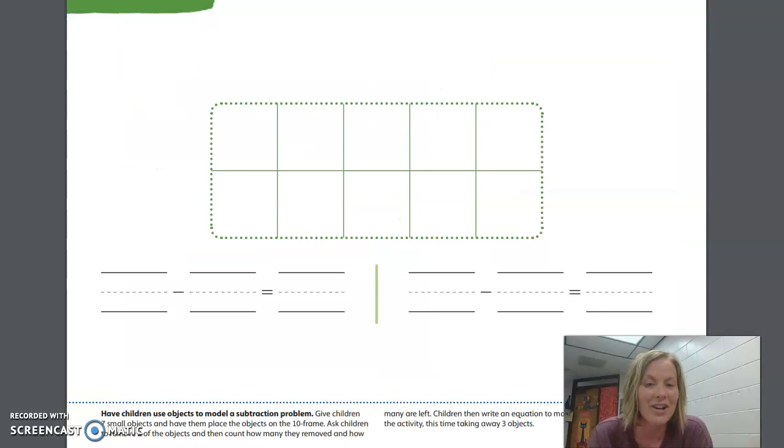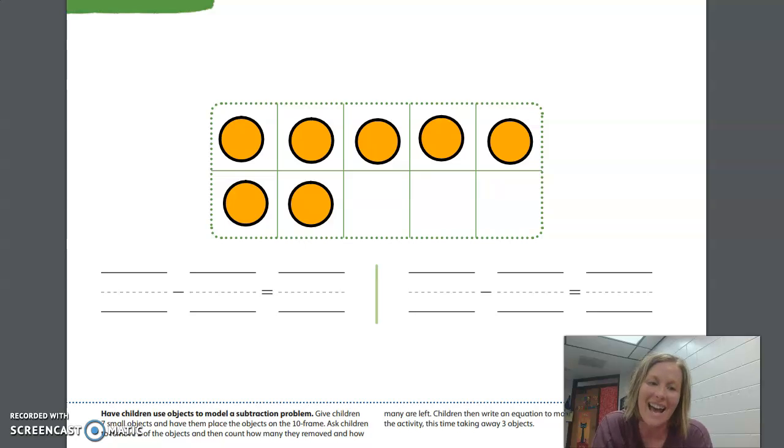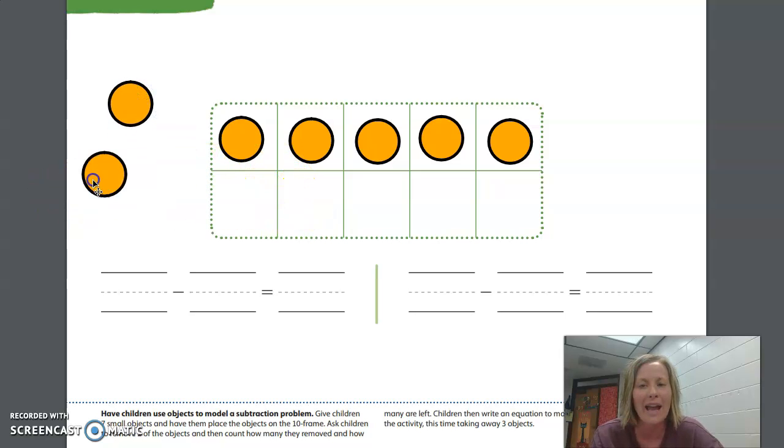All right, boys and girls, we have one more page to complete today. So we're going to do a few more taking away problems. This time, I want you to get out 7 objects. I want you to put 7 objects on your 10 frame. All right, guys, I have my 7 objects. Do you have your 7 objects? Awesome job. So we're going to be writing some number sentences. So the first time, I want you to write a number sentence to show that you took 2 away. So let's take 2 away.